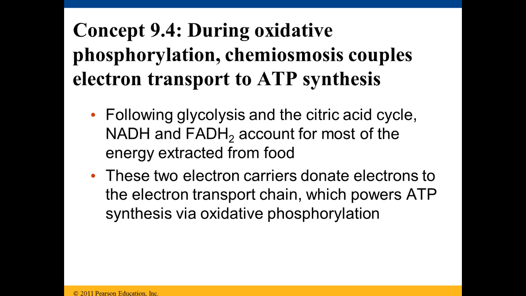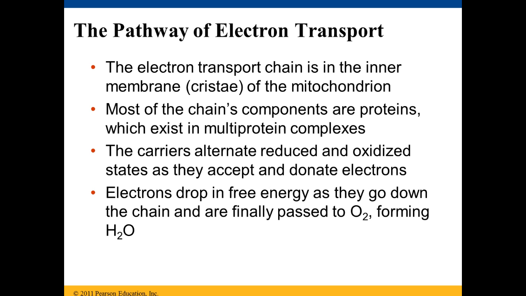The two electron carriers are going to go now. The electrons from glycolysis, the NADH from glycolysis, and the NADH from pyruvate oxidation are going to go into the electron transport chain, oxidative phosphorylation, and that's going to power ATP synthesis, which is the chemiosmosis part.